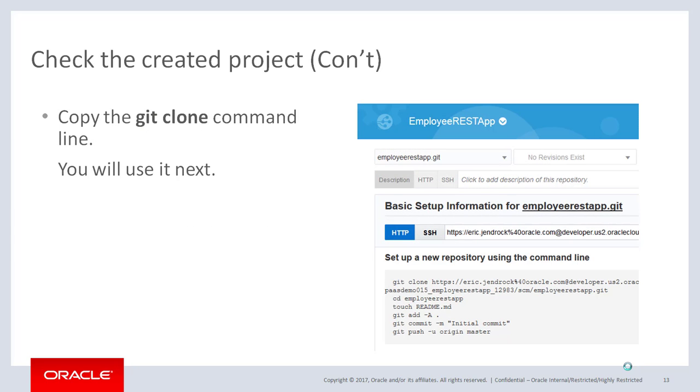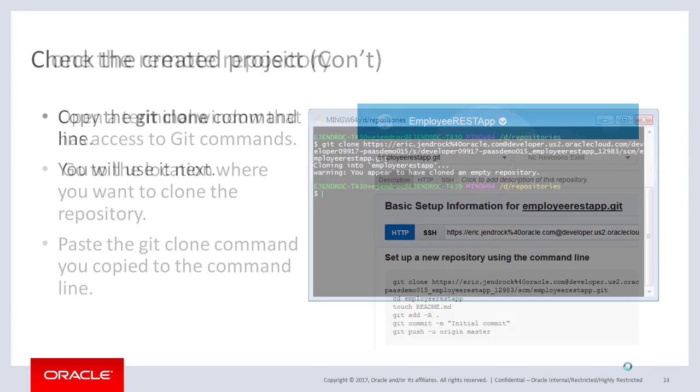Since your repository is empty, some helpful basic setup information is displayed. The Git commands are tailored to your project's repository and can be used for cloning the remote repository, adding files to the cloned repository, and committing files and folders to your cloned repository, and finally pushing any commits back to the remote repository. These are displayed. Copy the git clone command line, including the URL.